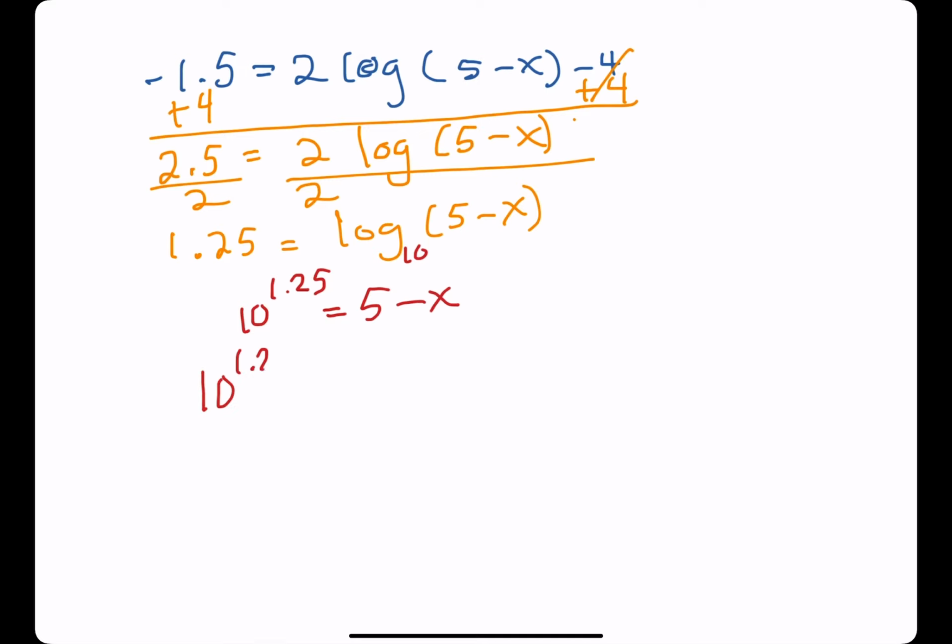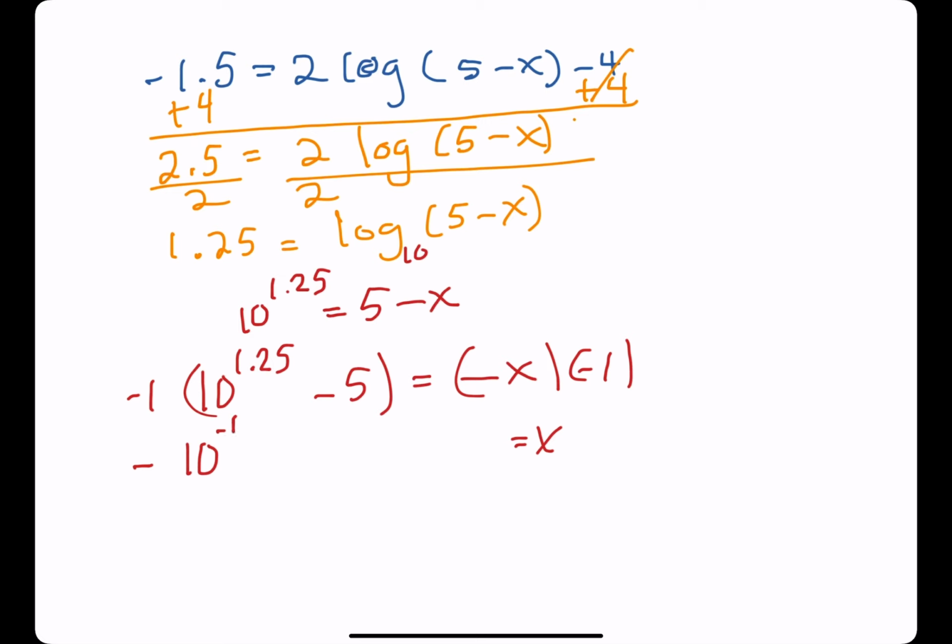The next step is to subtract the 5 and then the next step is to multiply by negative 1. So x will equal negative 10 to the 1.25 power plus 5. And the decimal approximation should be negative 12.7828.